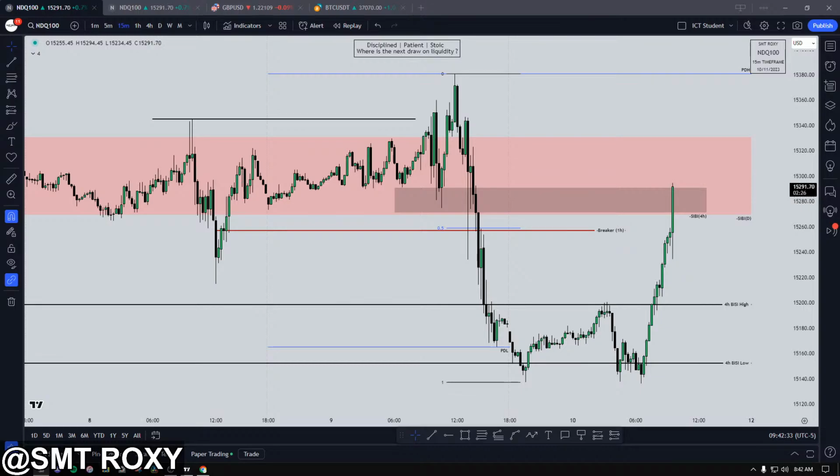What is equilibrium in this range? I should have marked that out first, and then I should have done it on the 1-hour equilibrium. We had another inversion there on 1 hour with a balanced price range. That would be near equilibrium. Even if we go above the breaker, I see that being tapped into that balanced price range up there.